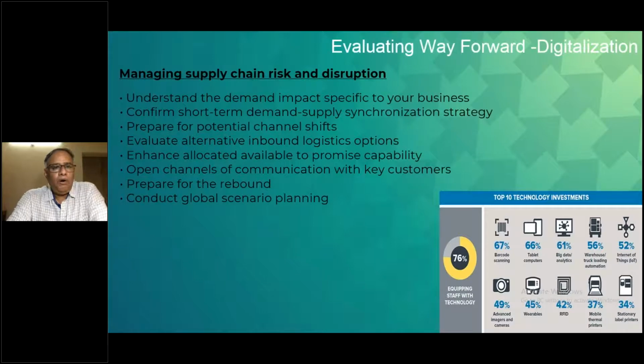And managing your supply chain risk and disruption with this is to try to understand the whole demand impact on the complete business. You need to see how your short-term demand-supply synchronization strategy is happening, and that is where digitization has supported a lot. Your potential channel shift, how any changes happening in the near future can be channelized. Alternative inbound or outbound logistics options can be evaluated, because, as I said, a lot of disruption has happened in the logistics sector in the last 1.5 years.